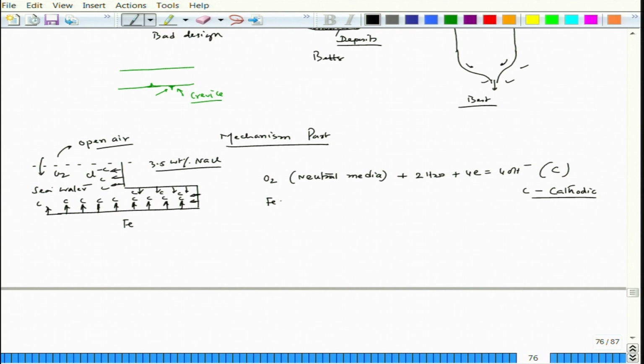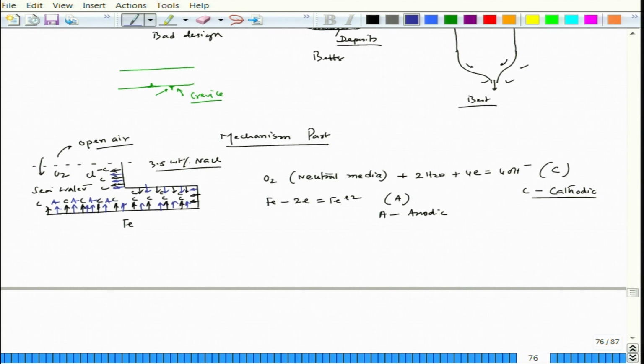So, the anodic reaction would be, so this is anodic, let us say A, anodic. So, now these are the anodic reactions. Like that, everywhere initially we have both the reactions taking place.